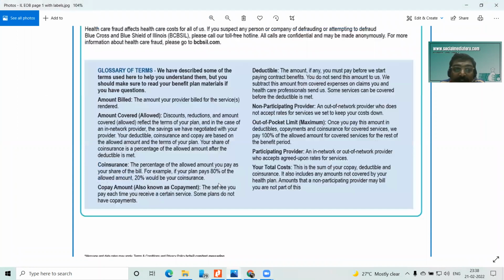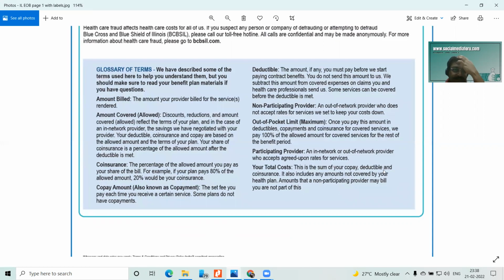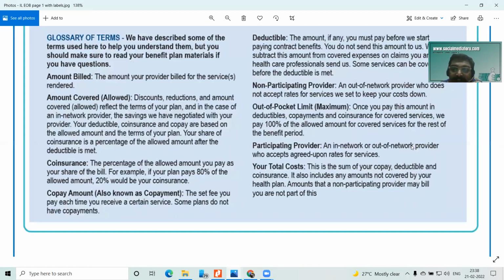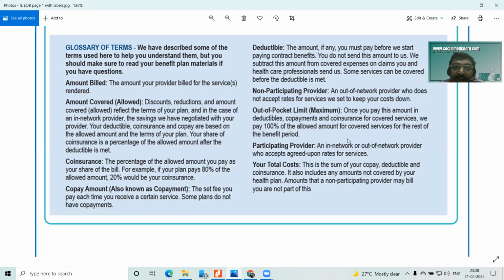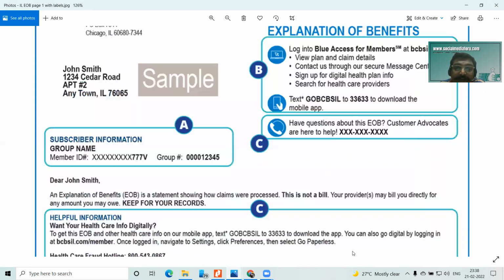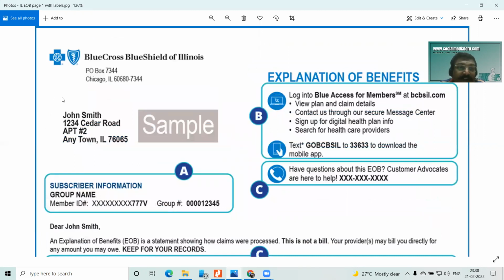And here you have the most valuable information, like amount billed, amount covered or allowed, co-insurance, co-pay, deductibles, non-participating providers, out of pocket limit maximum, participating providers, your cost total. I will explain all these things, and if you want, you can stop and take a note of it in your notes. And here comes the first field. You have the subscriber's information, where you have the member ID, the group number, the group name, all those.